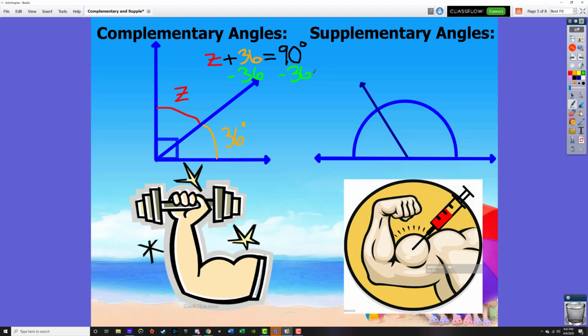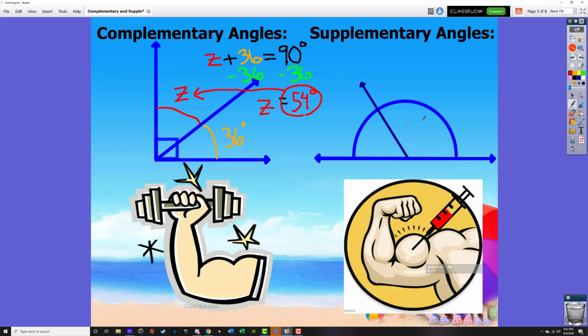Like, this is crazy. I'm going to subtract 36 from both sides, and that's going to give me Z is equal to, and then let's write it in red again. Z is equal to 54 degrees. Okay, so this angle right here is equal to exactly 54 degrees. Okay, let's come over here.